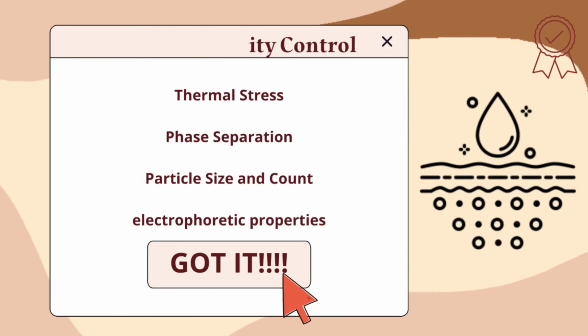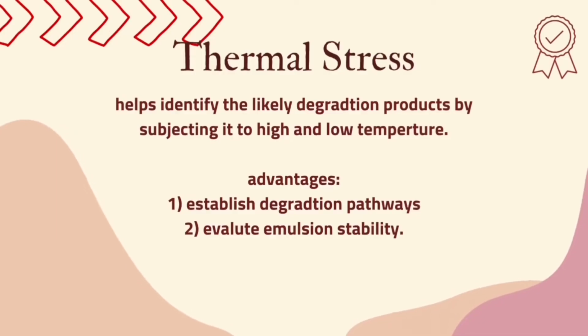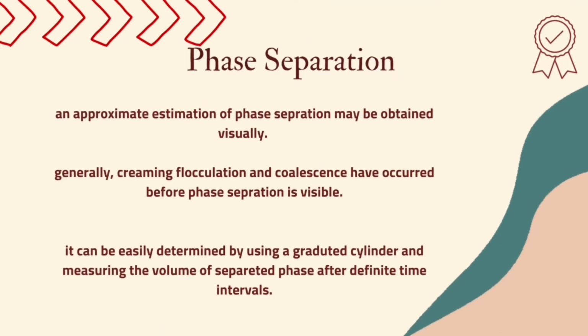Moving to the emulsion quality control tests, measuring the thermal stress can help identify the likelihood of degradation of products by subjecting the product to high and low temperature, helping to evaluate the emulsion stability and establish degradation pathways.